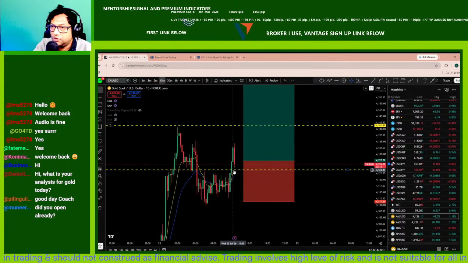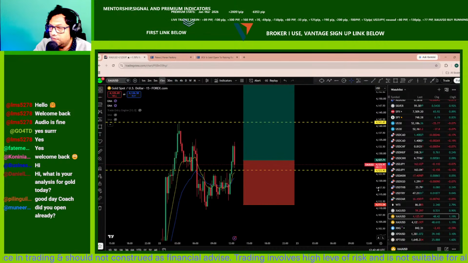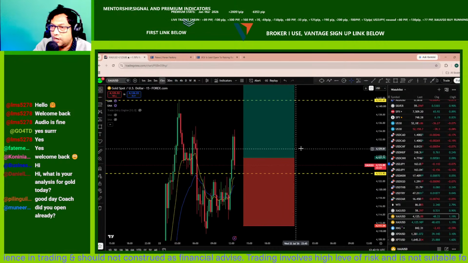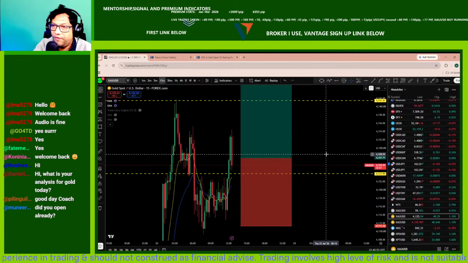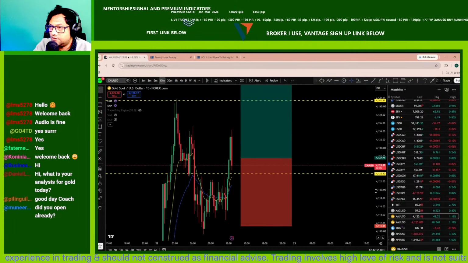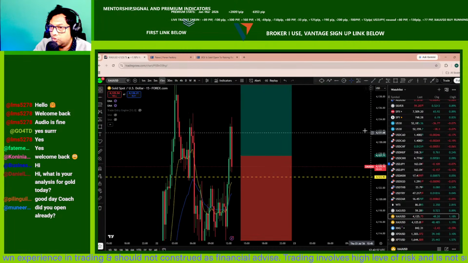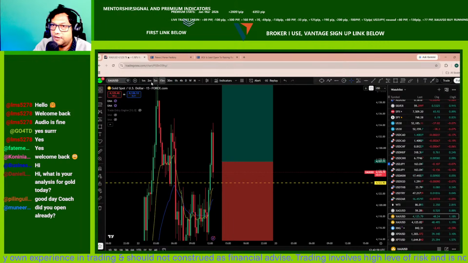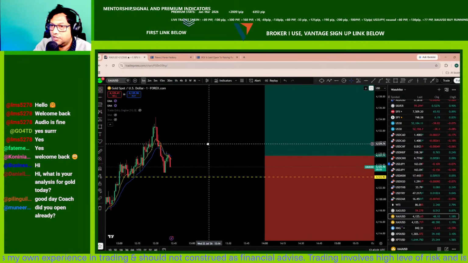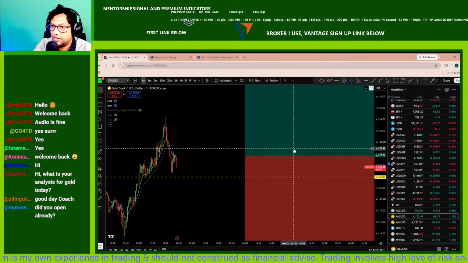So this is the previous resistance here that you can see on the 15 minutes as well, which is trend support, and expecting it to have that retest and then to react again back to the upside for another wave of move here in this market.